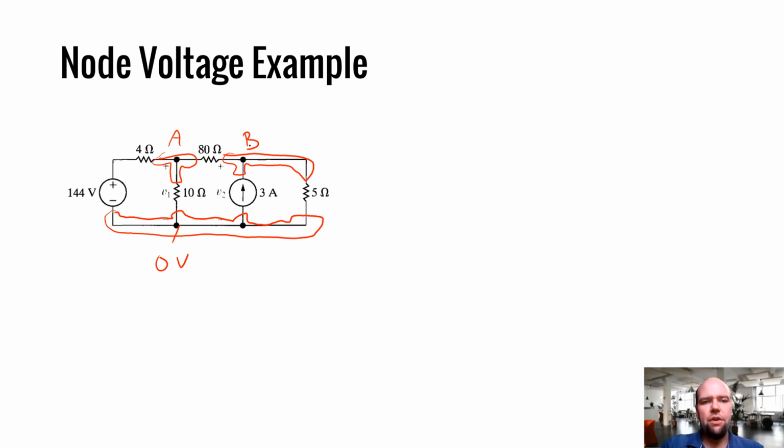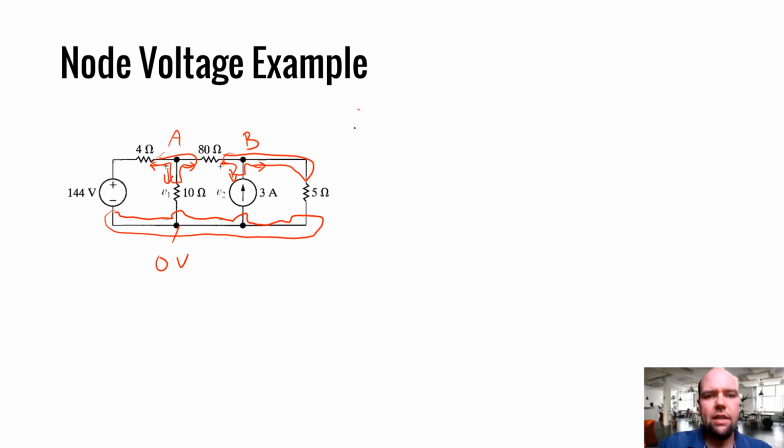And so now the node voltage technique says that for each one of these nodes, write the Kirchhoff's current law equation. So we're going to write the equation that says the sum of the currents flowing out of this node is 0. Sum of the currents flowing out of this node is 0. And that should give us our two equations, two unknowns. We can solve for these node voltages A and B, and then from there we can find any other unknown in the circuit.